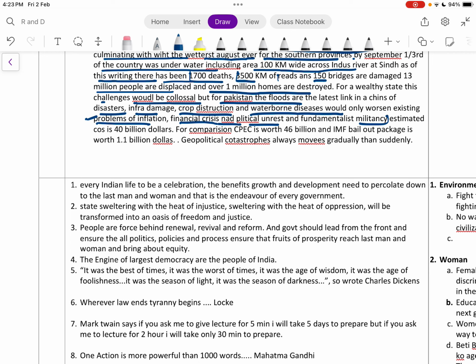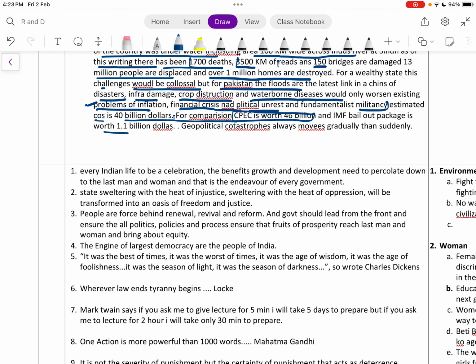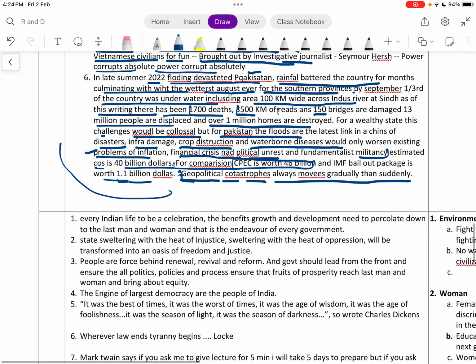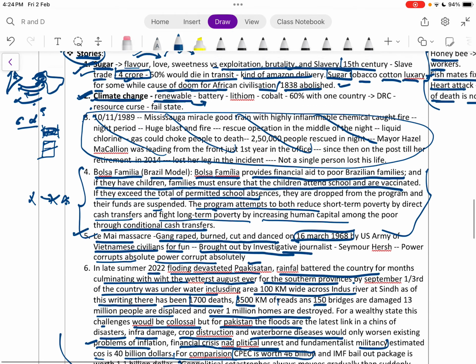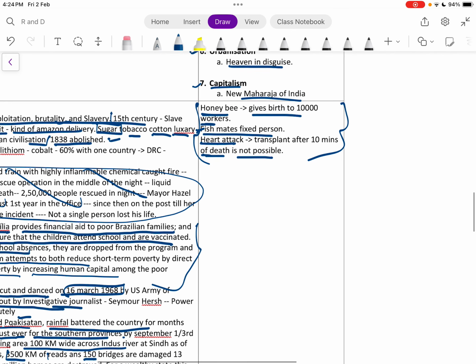The estimated cost is $40 billion. For comparison, CPEC is worth $46 million. The IMF bailout package is $1.1 billion. It is a geopolitical catastrophe; catastrophe always moves gradually, then suddenly. So it is a climate-induced geopolitical catastrophe. You can think of this. It is a very good story.